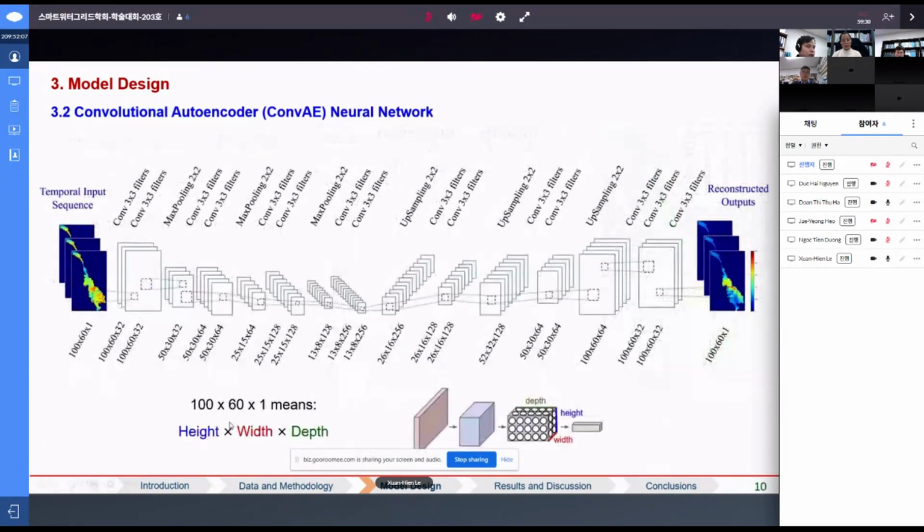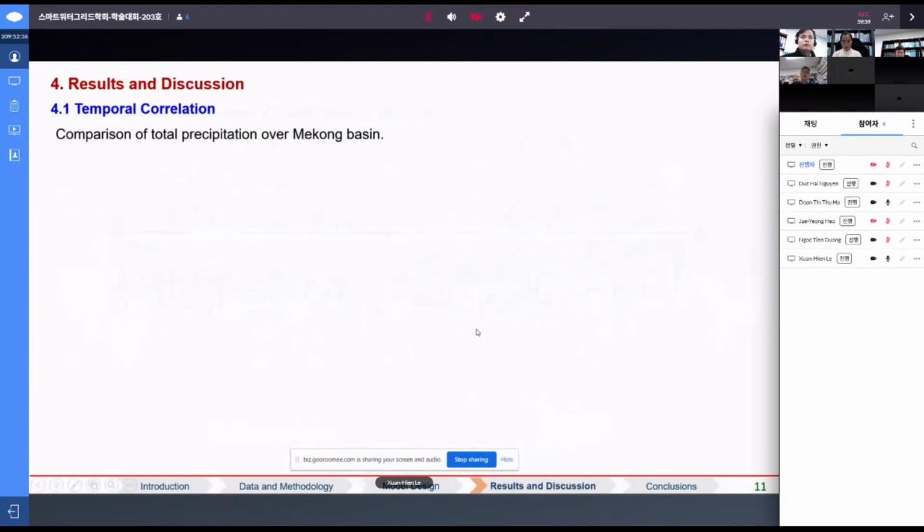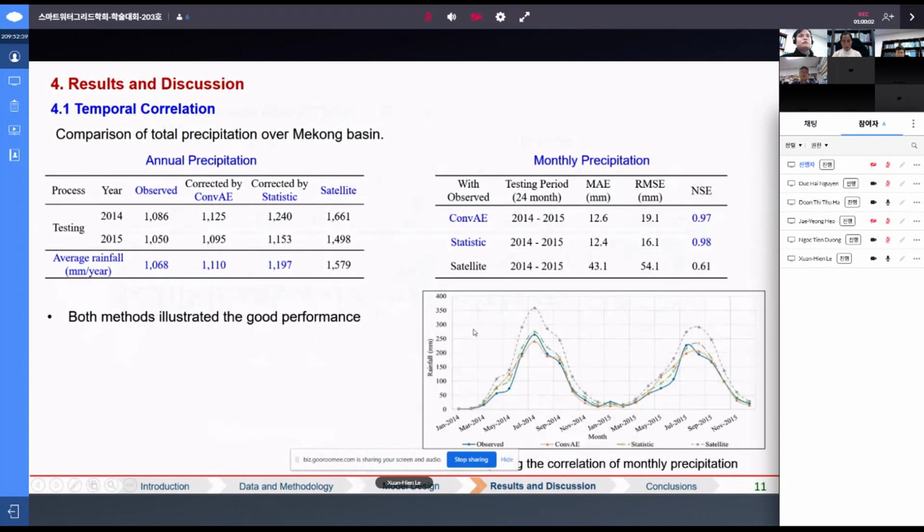For the deep learning model, the convolutional autoencoder neural network, this model is a combination of two parts, the encoder and the decoder. The deep learning model will receive the temporal input sequence like this, and the output is the reconstructed output. And in the next slide we will discuss the results and the discussion.